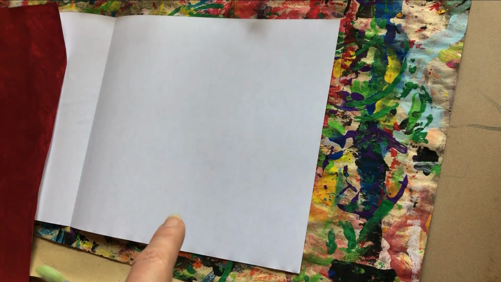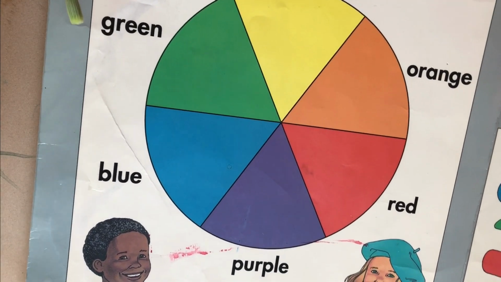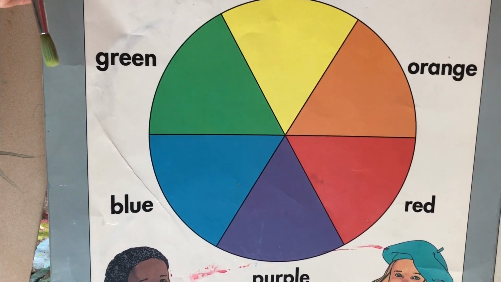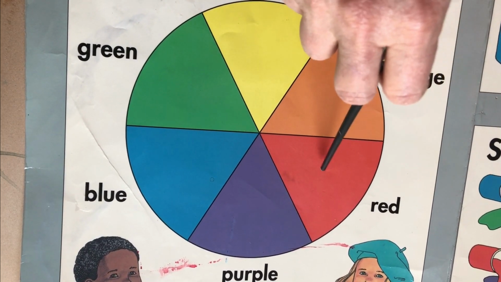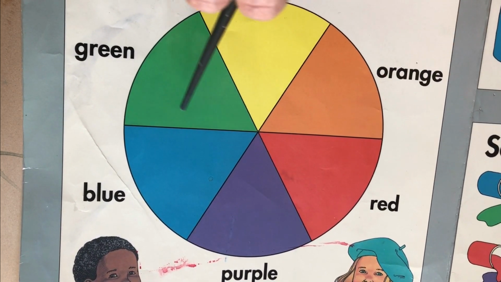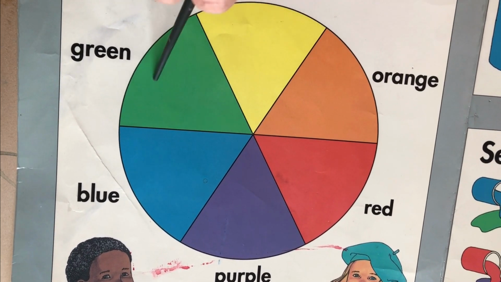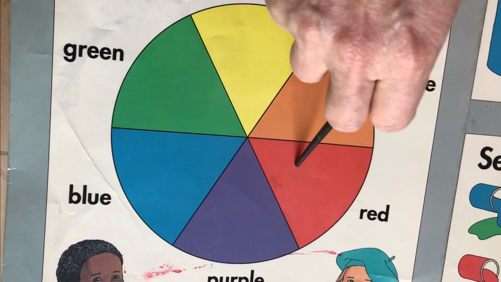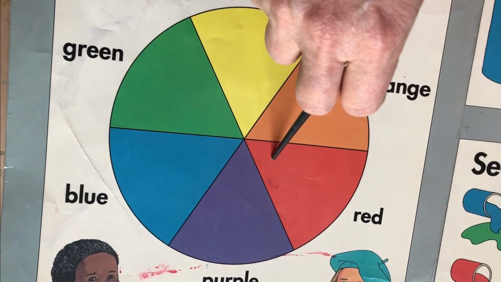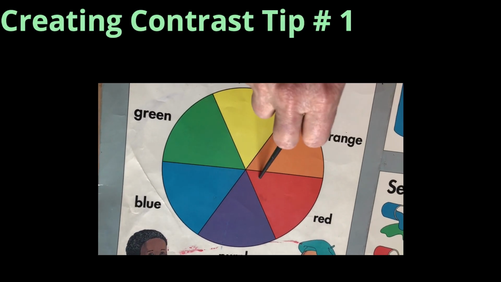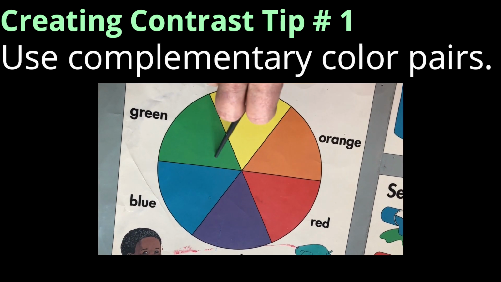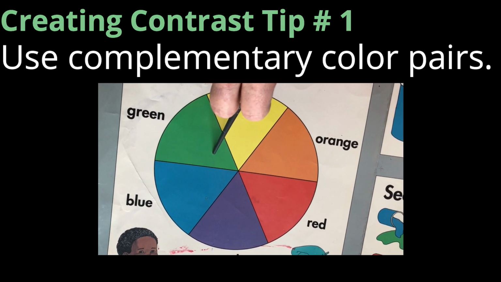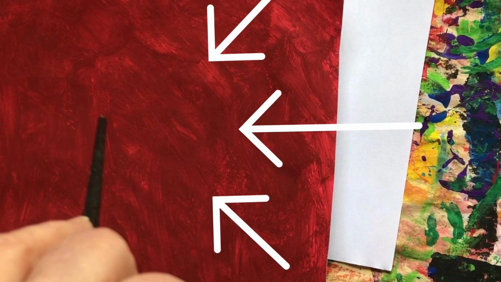The first tip, you can pick the color that is opposite your background color. Find your background color wherever it is on the color wheel and then look directly opposite your background color. Those 2 colors are a color pair. They are the most different from each other and they are called complementary color pairs. So I could choose a green color to go with my red background.